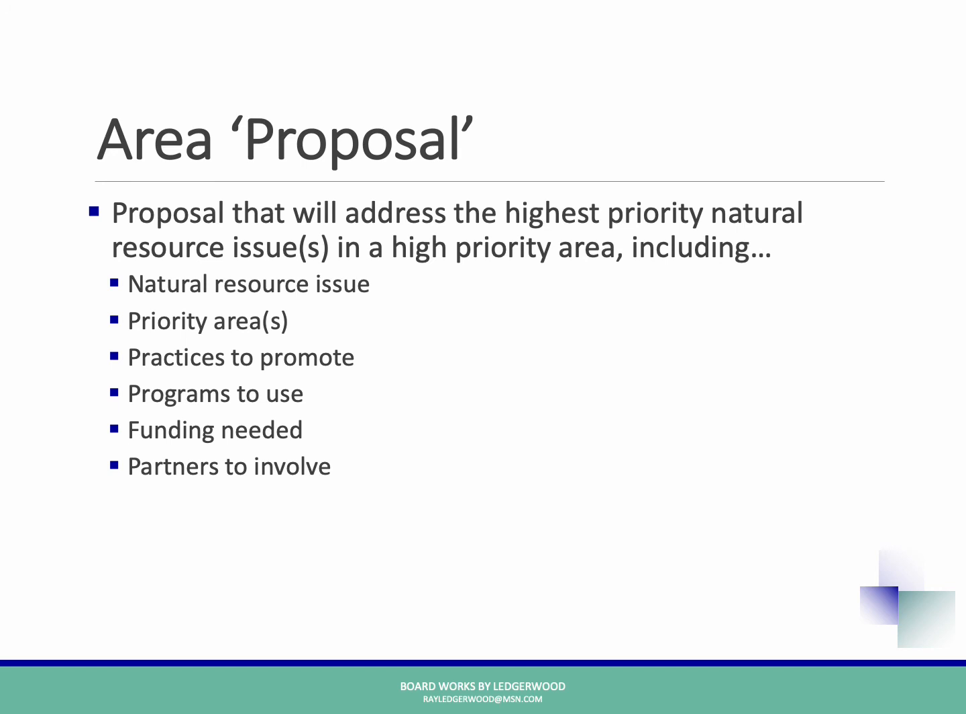What potential programs could we use to address that issue? What funding would be needed to run a particular program to get the practices on the ground with the landowners and land managers in that priority area around that natural resource issue in that local work group area? And then which partners should we be involving in this proposal and in this activity? This is very logical in the sequence of events that occurs for a well-placed, well-thought-out Regional Conservation Partnership Program application.